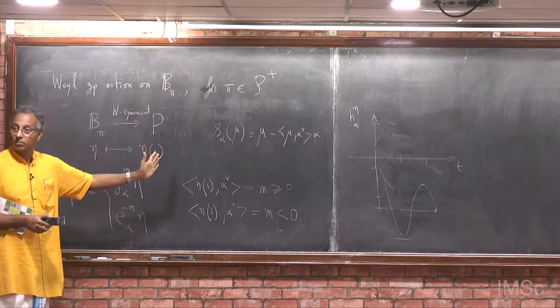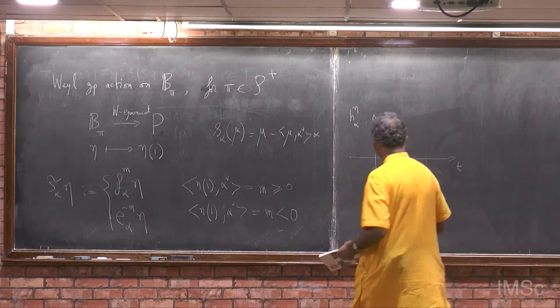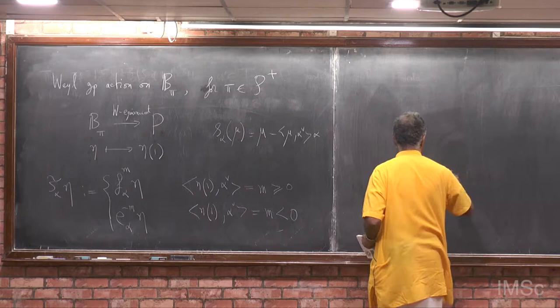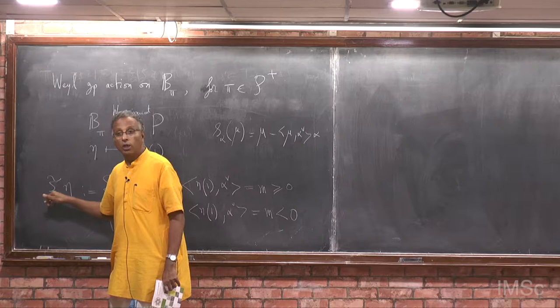Now it is just a matter of, you hit upon the right thing, you just try and prove it, that's all, okay? Prove that this is an action. So what did we have to do to prove that it is an action? You have defined it on the generators, right? S alpha tilde as alpha varies over simple roots, they generate this Weyl group W.